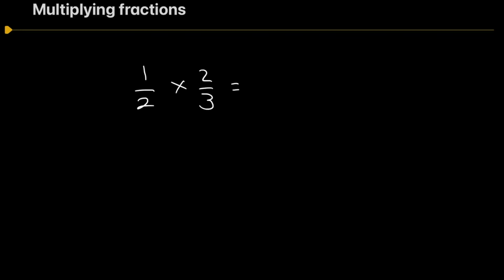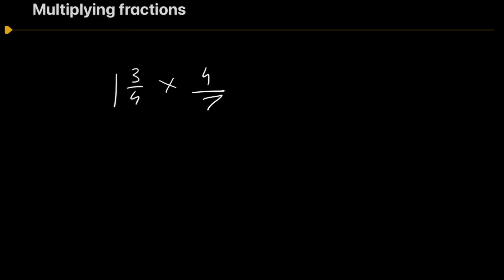Or you can cancel common numbers first. For example, the 2's in this equation. So you can cancel both the 2's and it will give you 1/3. Either way, you will get the same answer. What if we have to multiply a mixed fraction? For example, 1 and 3/4 into 4/7. Now, how you solve this is first converting the mixed number into an improper fraction.